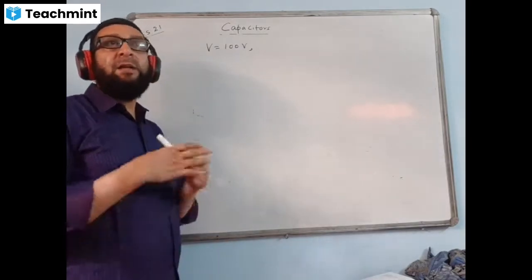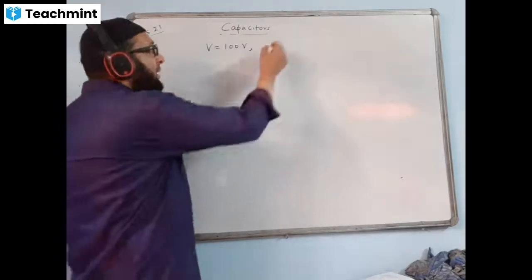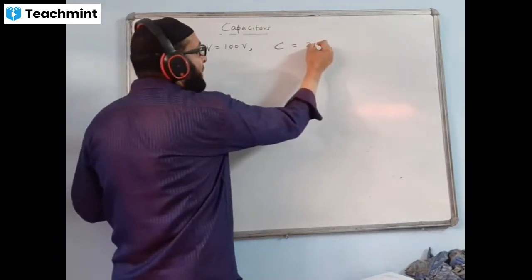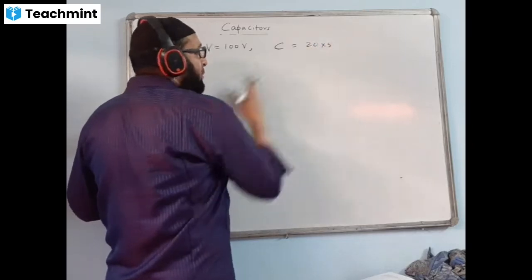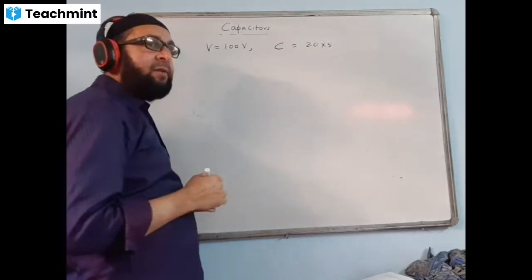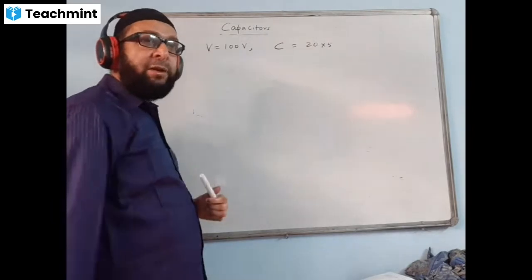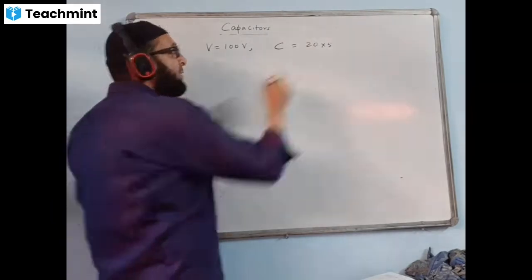That means the total capacitance will be 20 capacitors into 5, because 20 capacitors, each of 5 microfarad, are in parallel. You are simply adding all 20 of them. So 20 into 5, the answer will come 100 microfarad.